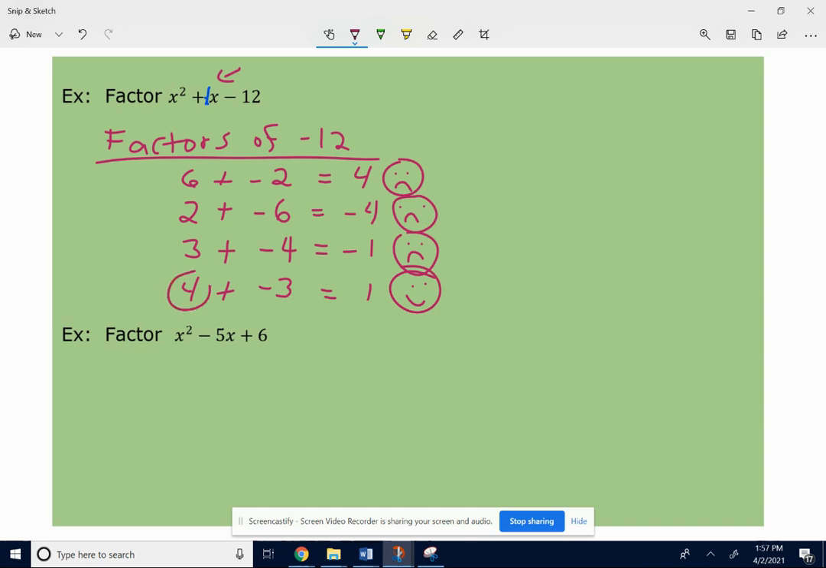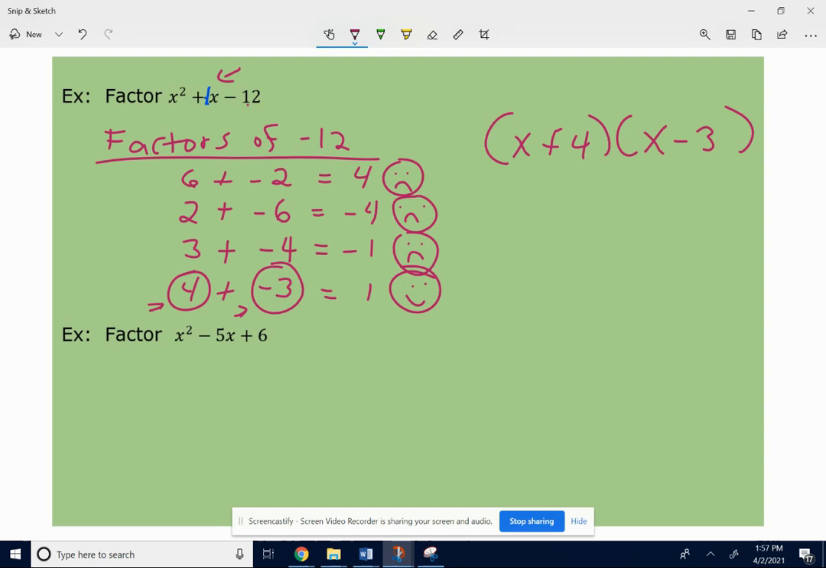So all I need to do is write down my x's, and then the rest of it will be a positive 4 and a negative 3. So that's the factored form: x plus 4, x minus 3. If you FOILed that out, if you multiplied those out, I promise you would get x squared plus 1x minus 12. I'm just trying to save a little time on the videos. Okay, let's do another one.